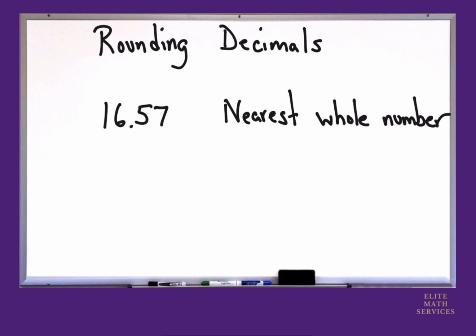So the first thing we're going to do is we're going to go ahead and round to the nearest whole number. The first rule to rounding is to underline the number that you are rounding. So the nearest whole number is going to be 6. We're going to underline our 6.